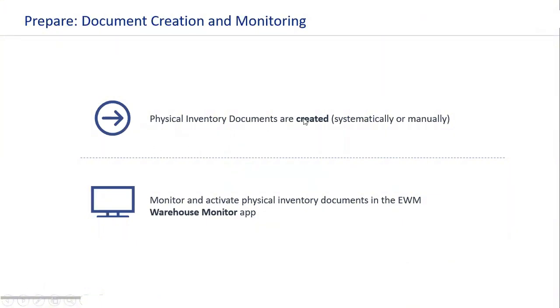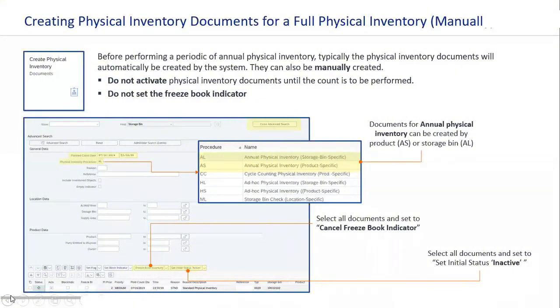So physical inventory documents are created, either systematically or manually, and using the warehouse monitor, you can monitor any progress. So for a full physical inventory, if you're doing it manually, before performing the annual physical inventory, typically the physical inventory documents will be automatically created by the system, but they can also be manually created.